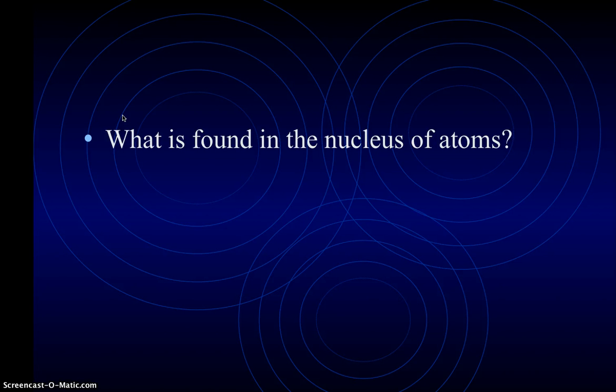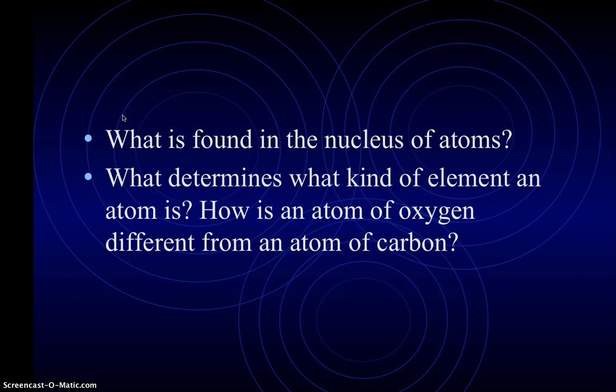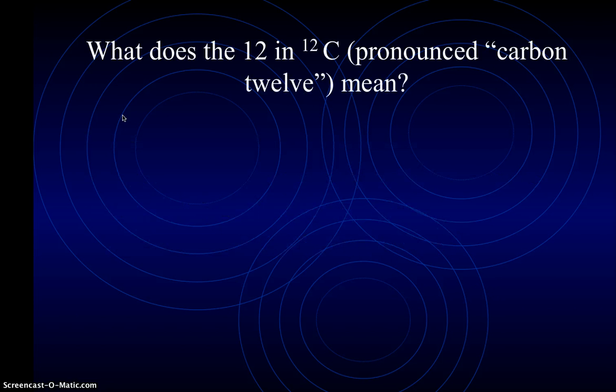Now we have to make sure we understand the atom. In the nucleus of the atom, we have protons and neutrons. And the element is determined by the number of protons in the nucleus. So an atom of oxygen has a different number of protons in its nucleus compared to an atom of carbon. When you talk about carbon-12, that number 12 represents the total number of protons and neutrons. And so carbon can come in other forms like carbon-14, which we call isotopes.